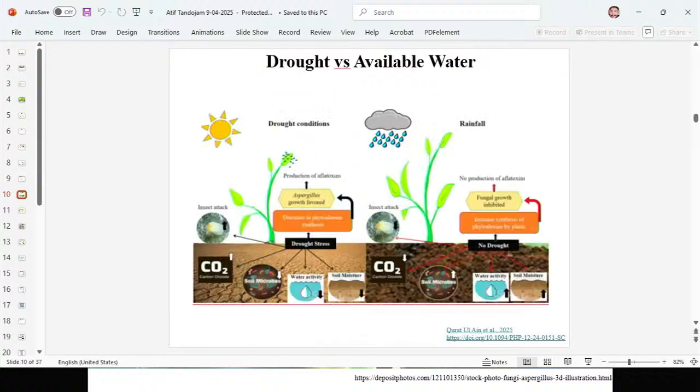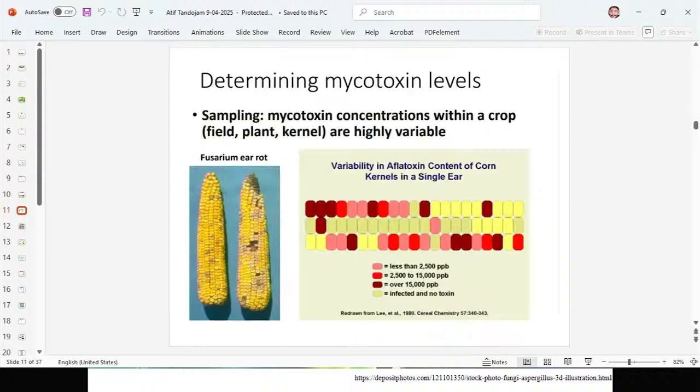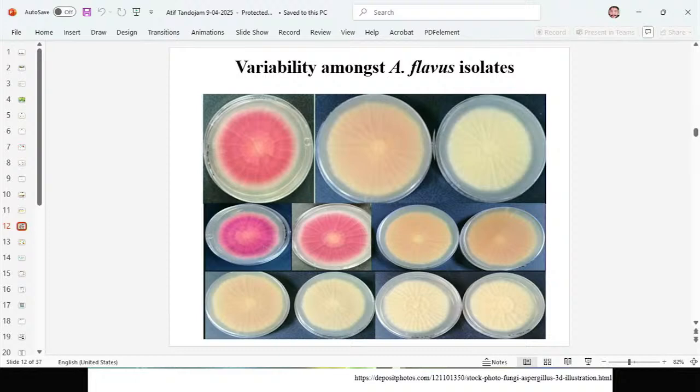Determining a mycotoxin is very difficult because this is just an example of a single year, and you can see that even in different kernels, the aflatoxin concentration is different. This is the lab picture, and you can see the ammonia vapor test of toxigenic and atoxigenic strains. The red ones are toxigenic strains, and they show different variability in aflatoxin concentration.